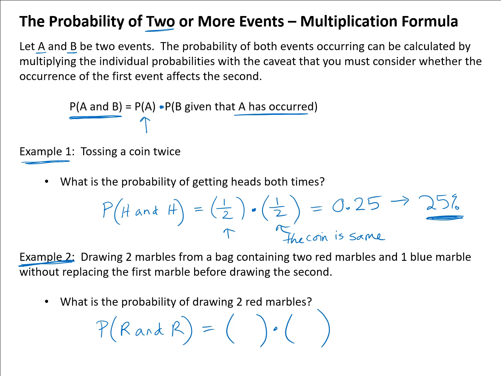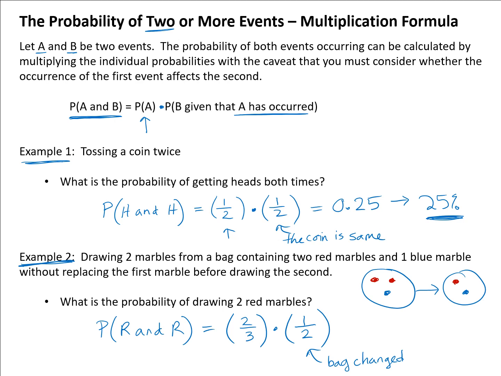Now the chance of drawing a red marble initially, remember there were 2 red marbles in the bag and 1 blue marble. So my chance of drawing a red marble initially was 2 out of 3. That's the first pick. But once I've drawn that red marble, my bag is going to change. My bag will now only have 1 red and 1 blue in it. So my bag has changed. My second chance of getting a red is not the same as it was initially. Because my bag has changed, the chance of getting a red is 1 out of 2.